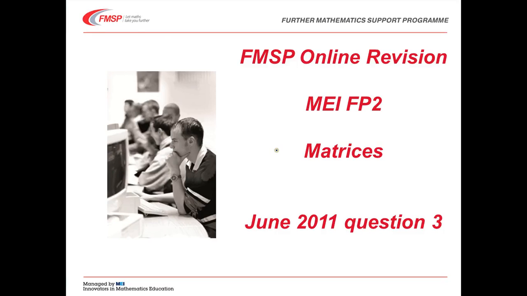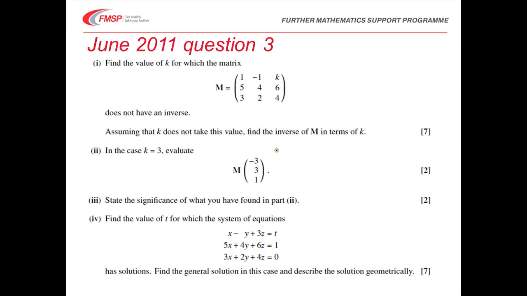Hello, in this video we're looking at MEI FP2, the June 2011 paper question 3, which is on matrices. It's a good idea to read the whole question through first. First of all, we're asked to find the value of k for which that matrix does not have an inverse. Then, assuming that k does not take this value, find the inverse of M in terms of k.